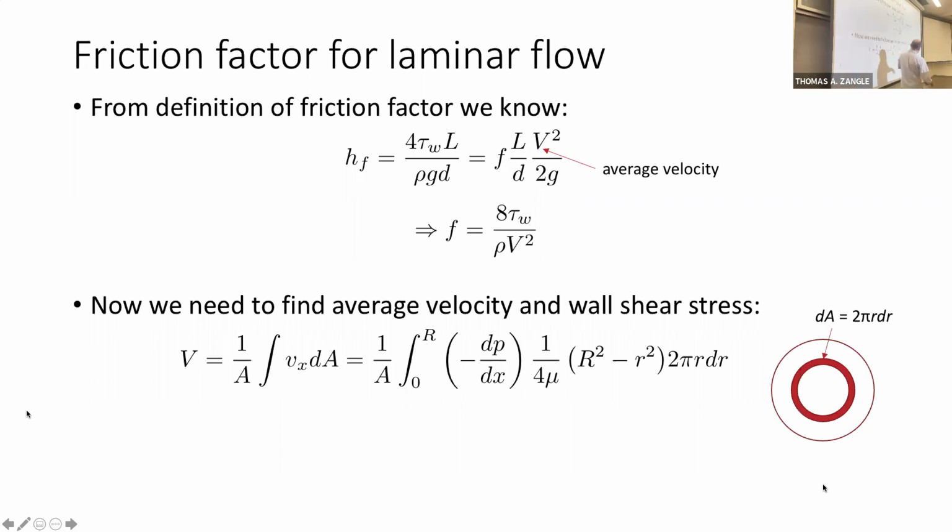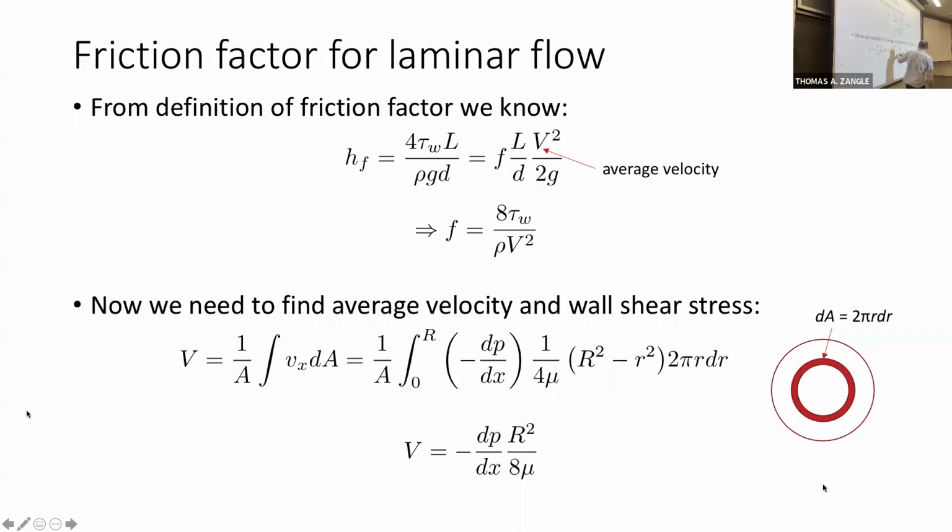Just as a reminder, we're looking down the barrel of the pipe. We're trying to integrate with respect to area, or dA, and our differential area is 2 pi r, like the circumference of the circle, times the differential thickness dr. So that's our dA. And then this evaluates to V is minus dp/dx times r squared over 8 mu when we go through the full expression.